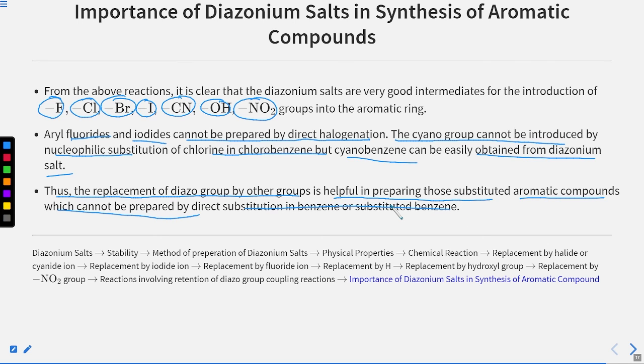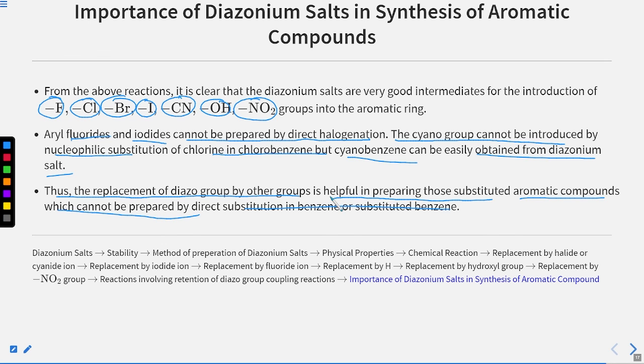By which I mean that it is very helpful for substituting the diazonium group with other functional groups, because we can use various reagents that cannot be substituted easily if we try simple electrophilic aromatic substitution, or even nucleophilic, since it is not possible for benzene to undergo nucleophilic aromatic substitution. So for that reason, diazonium salt is very important. So this was for today's class.